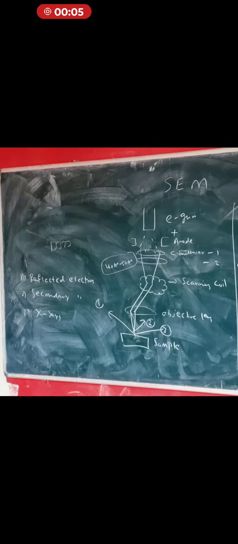So SEM here, scanning electron microscope. It is used to see nanoparticles, 10 power minus 9 meters. In this case it has an electron gun. This electron gun produces a beam of electrons.